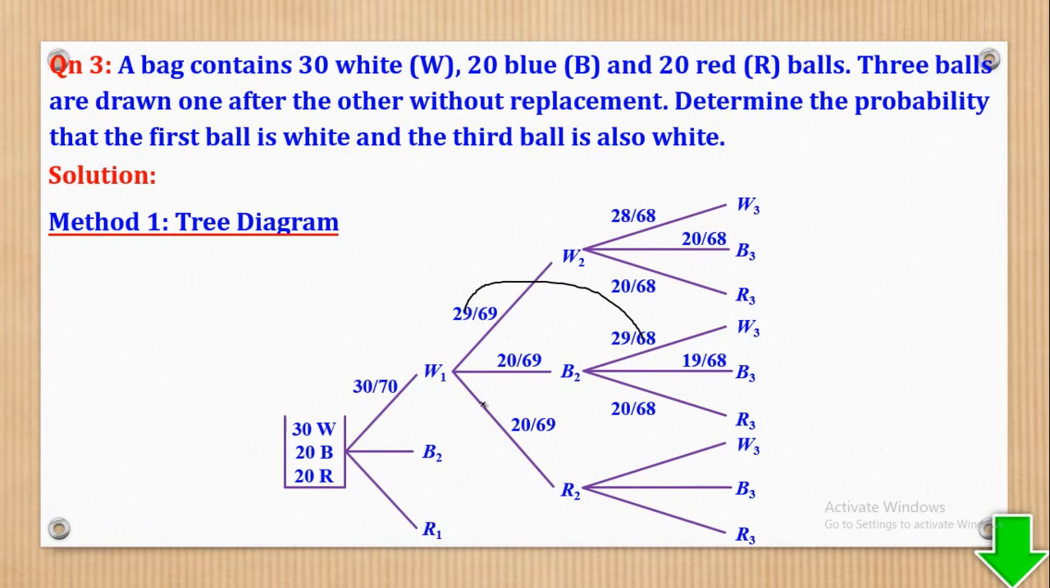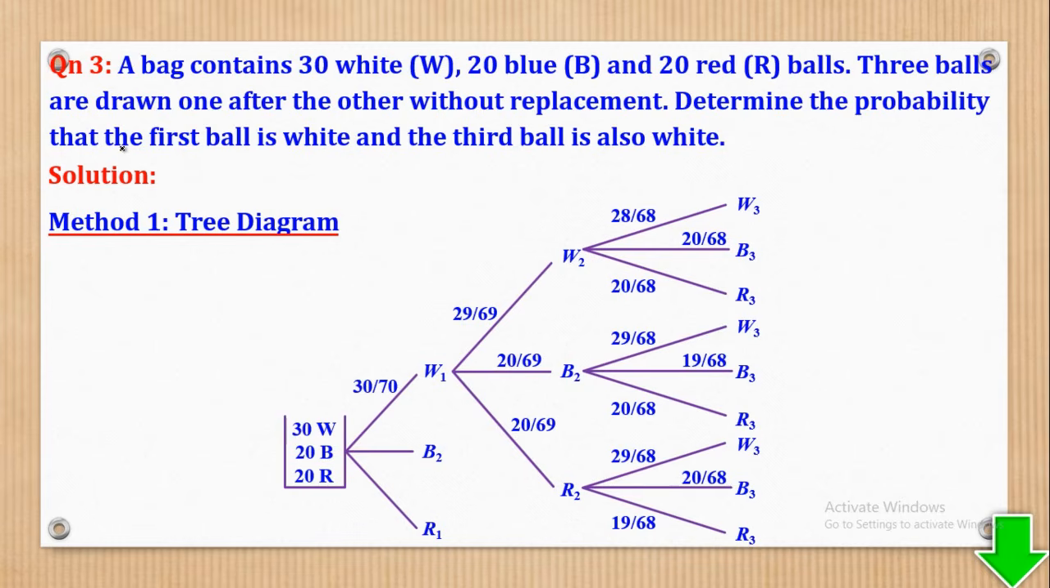But this one has not yet changed, so it is still 20 over 68. Then for this one, this minus 1 is 19, this minus 1 is 68, so you get 19 over 68. Then white has changed because it was the one which was first picked, so it is 29 over 68. But this one has not yet been picked, so it is still 20 over 68. So that is a tree diagram which we shall use to get the required probability.